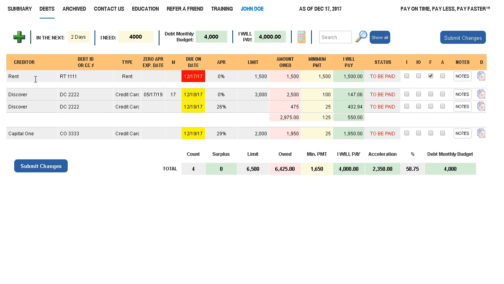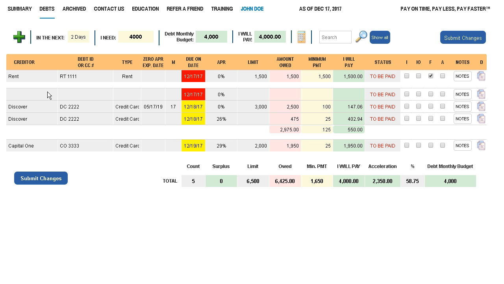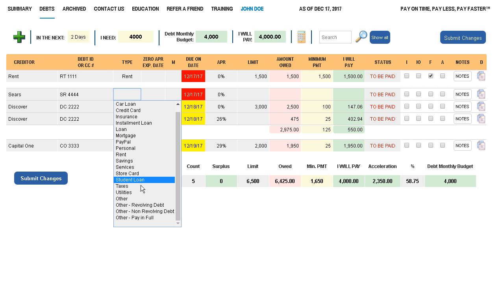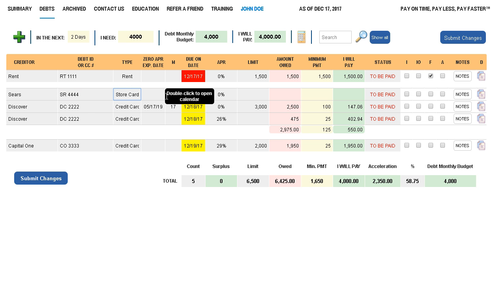Well, now I'm going to add another one. Let's see. I'm going to add a store card. Same thing, pretty much. So Sears is going to be 4444, and the type is going to be store.